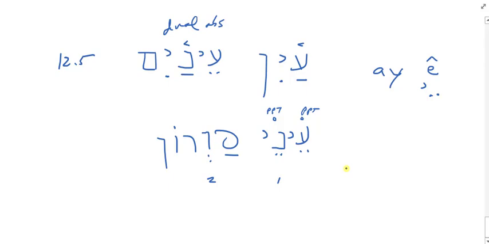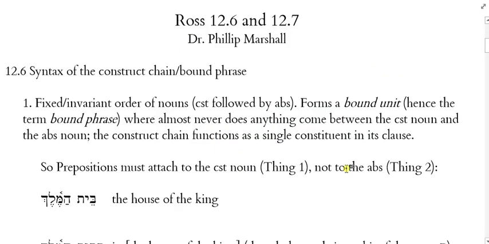All righty. Let's take your handout now and go on to that part of the lesson. In the handout you have, we walk through what's referred to as the syntax of the construct chain or the bound phrase. That is, when you see this sort of a construction, what are some of the rules that govern how these two nouns can co-occur? We've looked at the form of the construct, but now we want to also talk about some other matters that relate to how they can interact together.